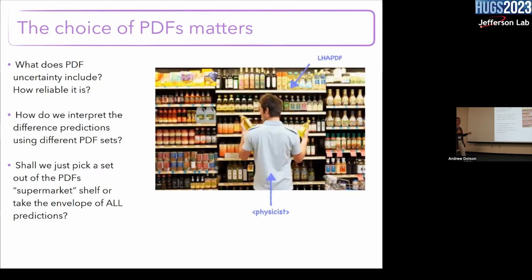If you are a physicist, an experimentalist or a theorist, and you want to use the PDF set, you have lots of different collaborations who give you the best gluon according to their knowledge, according to their methodology. This is the best fit for the gluon. That's the uncertainty. Do you pick one at random? Do you take the envelope of all the predictions?